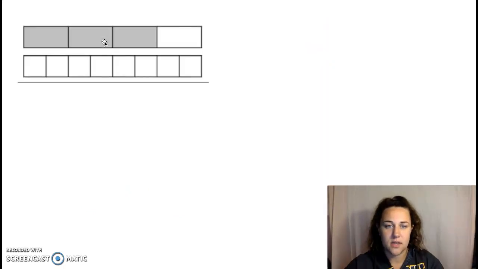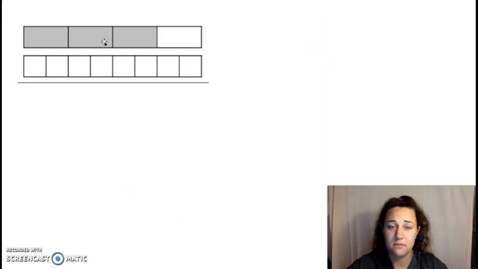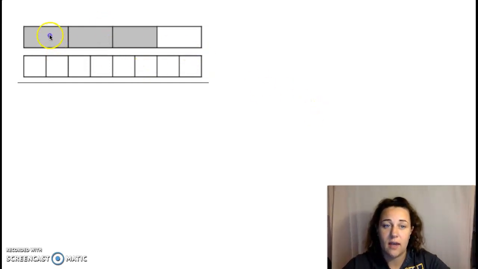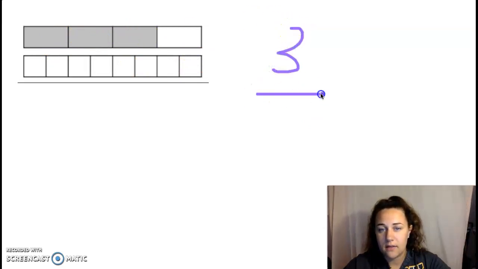Let's do another example. All right, so same thing, right? I have 2 rectangles, and now I have to shade it in to find the equivalent fraction. But first, I don't know what my first fraction is. So I have to find my first fraction. So I have 1, 2, 3 parts shaded. Out of how many altogether? 1, 2, 3, 4.